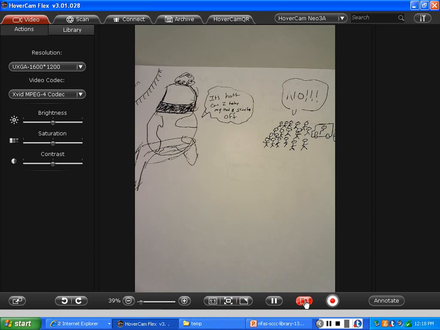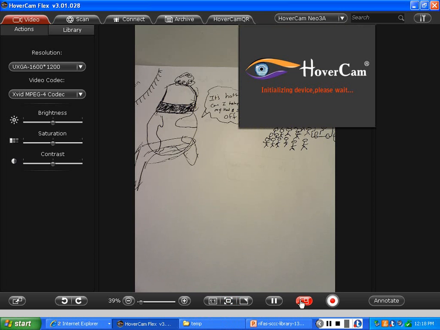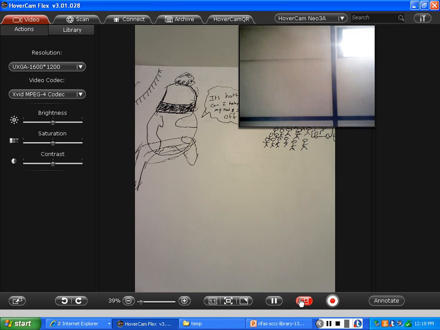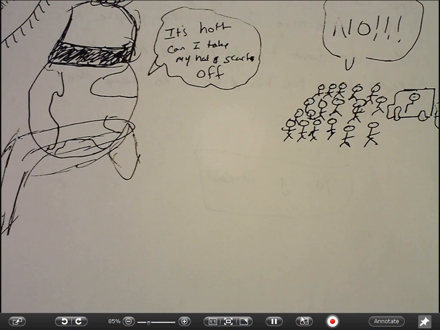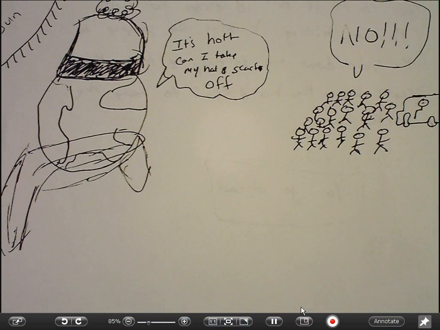I just drew the earth with the scarf. Well, that's supposed to be a scarf and a hat, and the sun beating on it. And then it's just asking if it could take its hat and scarf off. And then I have all the people and a guy driving a big car, and they're basically saying no. Keep it cooking.